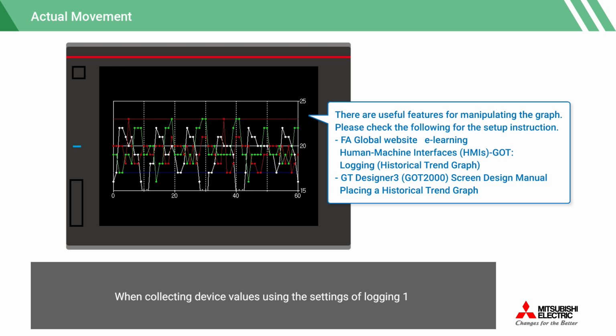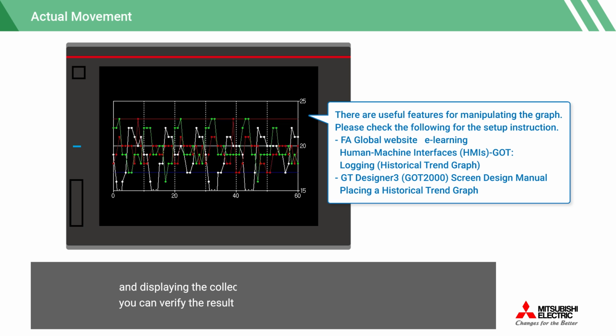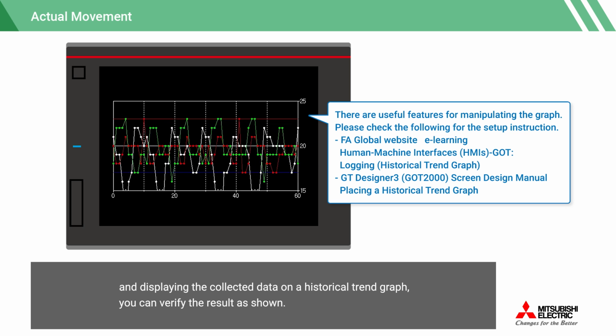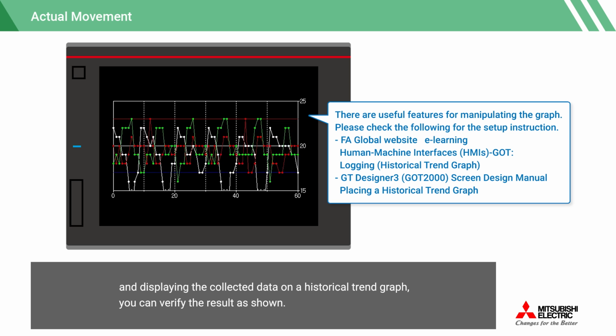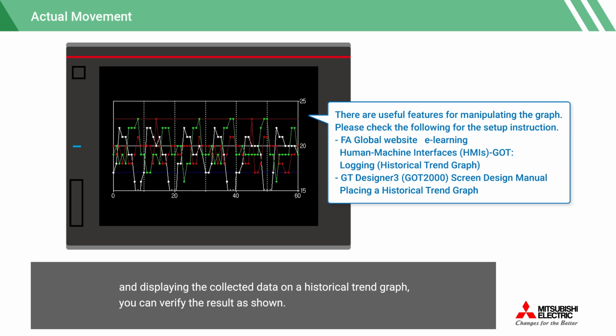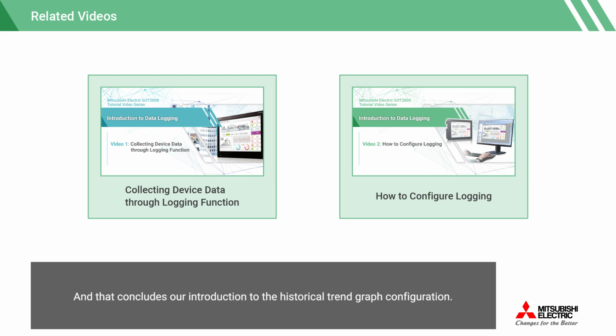When collecting device values using the settings of logging 1 and displaying the collected data on a historical trend graph, you can verify the result as shown. And that concludes our introduction to the historical trend graph configuration.